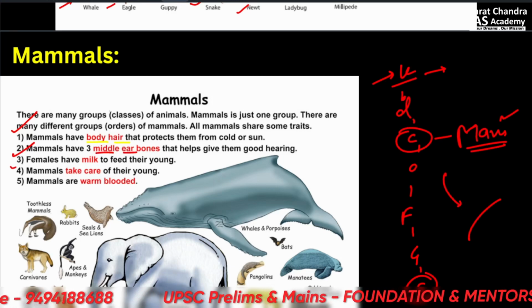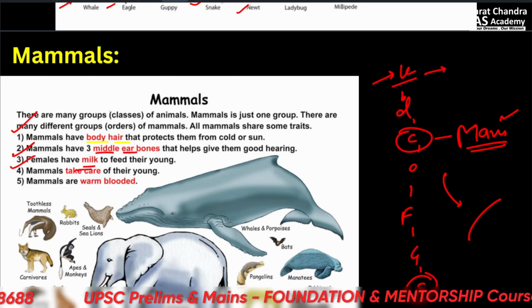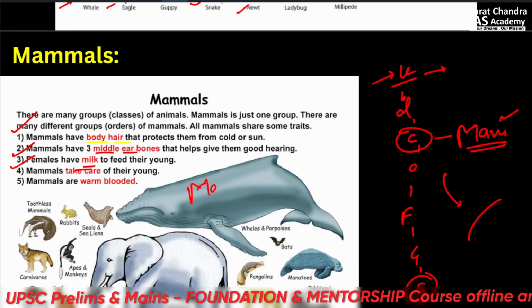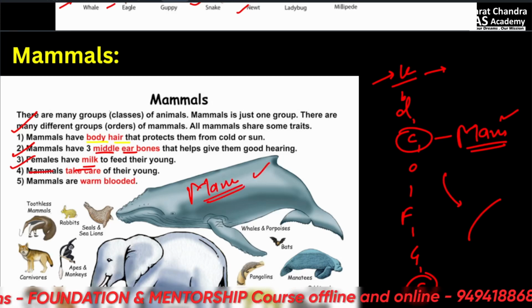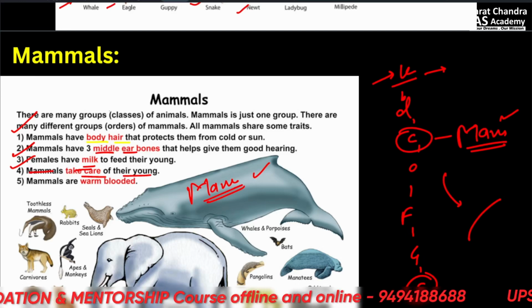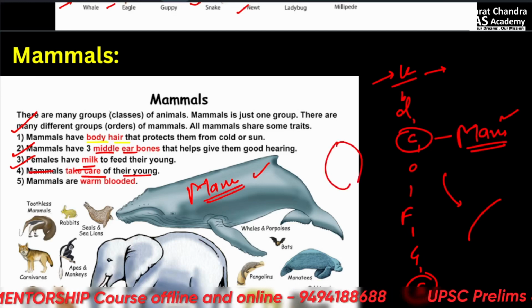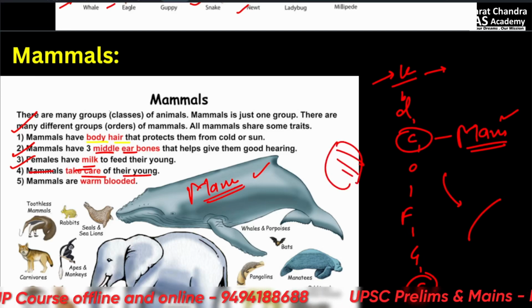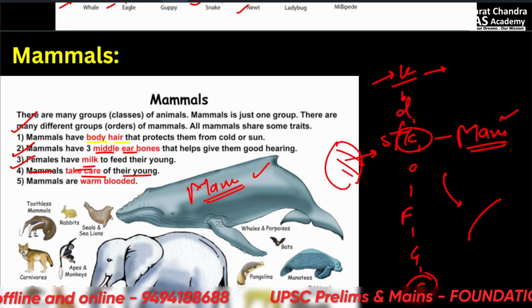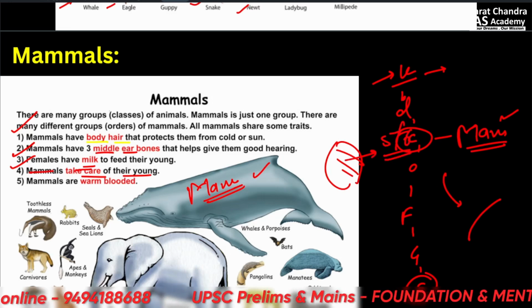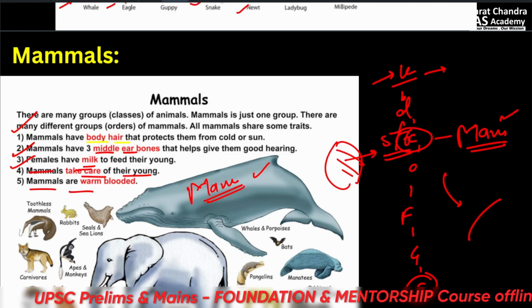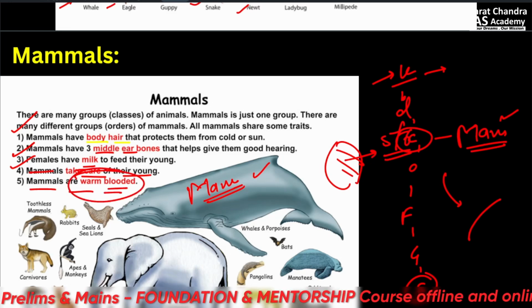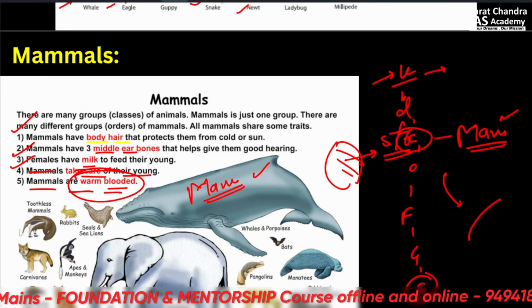Females have milk to feed their young. They have mammary glands in, let's say, the human breast. Mammals take care of their young. That means the childbirth and the growing stages of a child, up to, let's say, 5 or 6 years, are under the best care of their mothers. And mammals are warm-blooded. They can expend energy in order to keep their bodies warm.